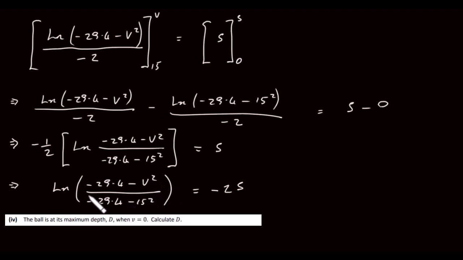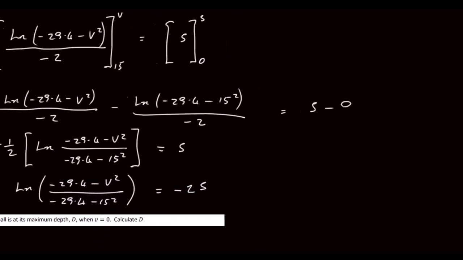The second thing I'm going to do is change this from log format to index format. There's an e here, this is log to the base e, so it's going to be e to the power of minus 2s is equal to all of this here. So that's what I'm going to do over here. So I've got e to the power of minus 2s is equal to 29.4 plus v squared divided by 29.4 plus 15 squared.